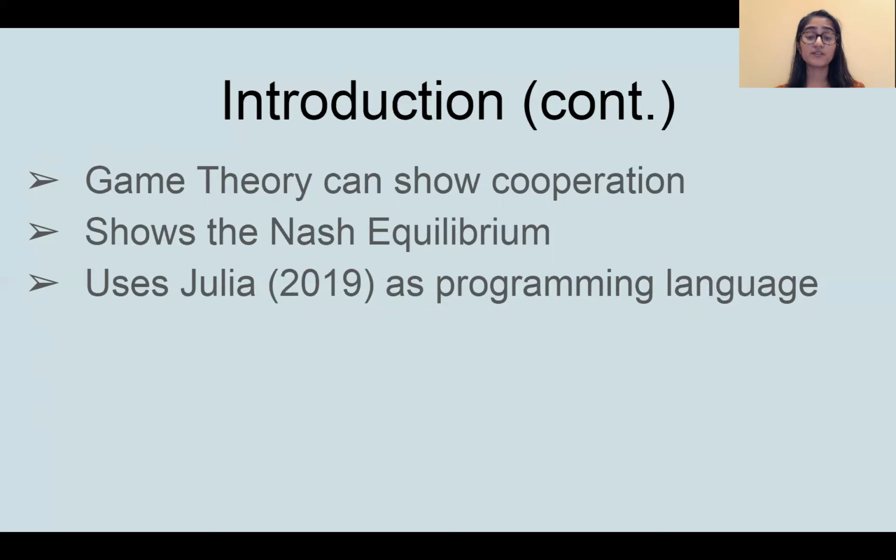This project focuses on simulating game theory in order to show species cooperation. By using Julia, which is an imperative, functional, and object-oriented programming language, it's possible to take a game like the prisoner's dilemma and turn it into a simulation to help as a model. This helps show the cooperation that can happen between species.